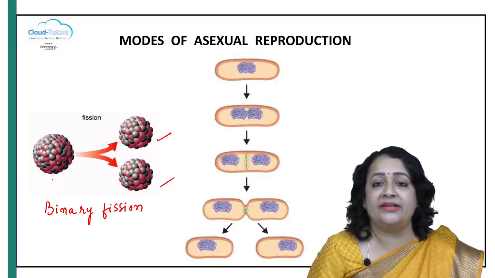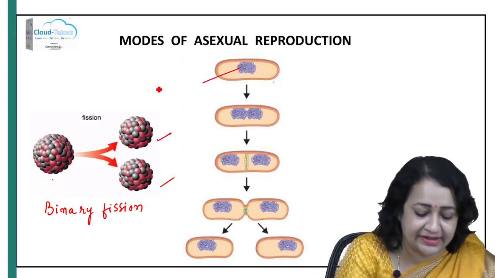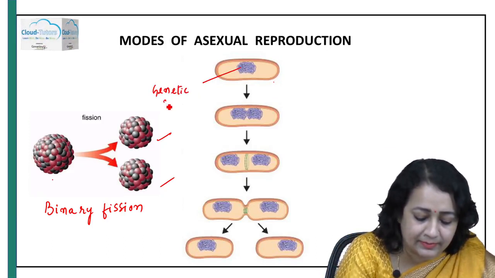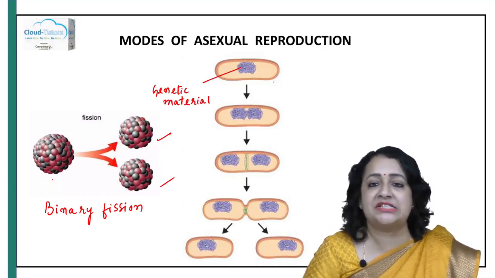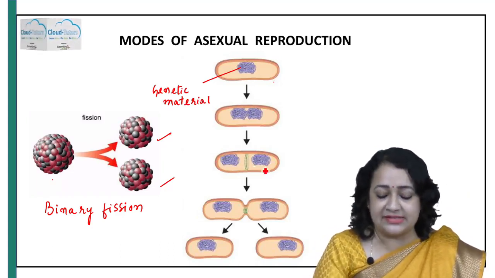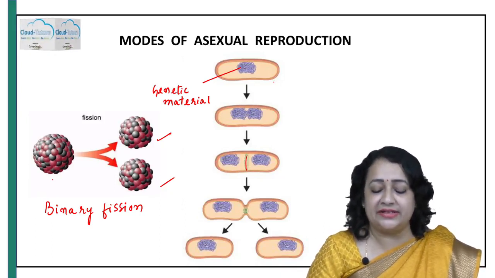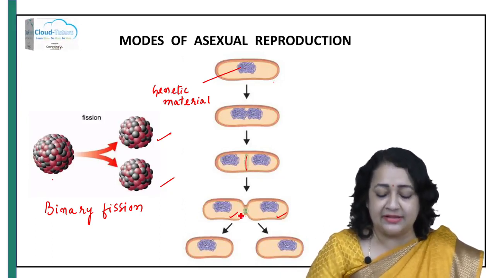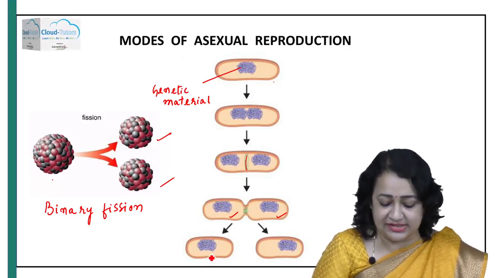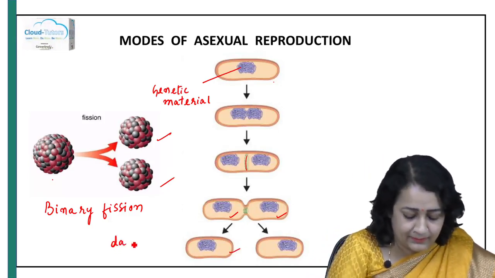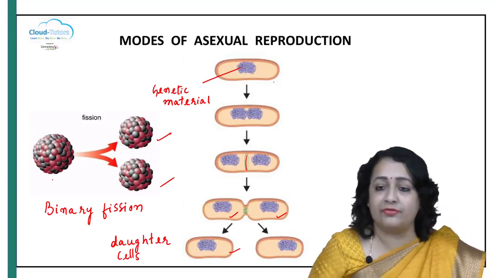So let's understand how binary fission happens in a bacterium. We have a bacterial cell here, and this is the genetic material. First, the genetic material is going to divide into two parts. After the separation of the genetic material, a cell plate will be formed. Once the genetic material is divided equally among the two daughter cells, the cytoplasmic division will take place. After the cytoplasmic division, daughter cells are formed.